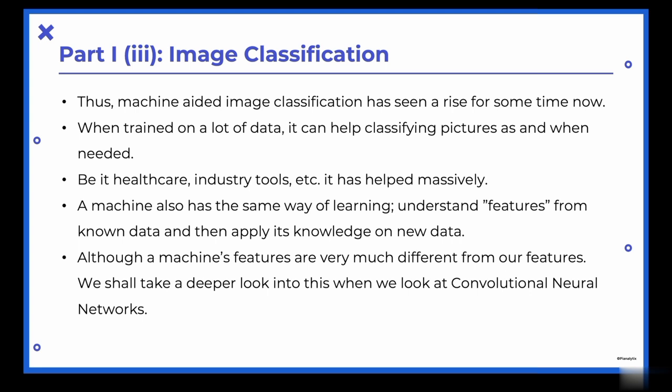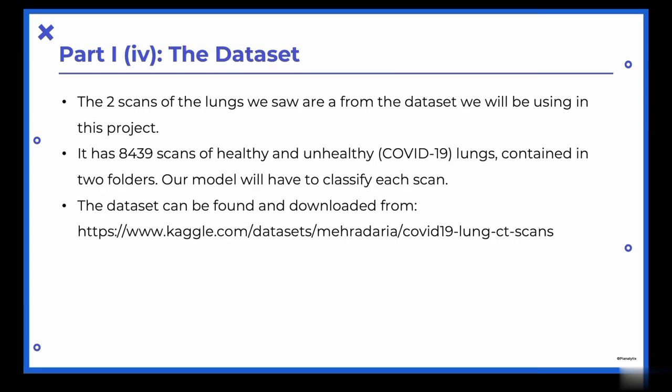A machine also has the same way of learning, understanding features from known data and then applying its knowledge on newer data, but the features that it learns are very much different from the features that we learn. We shall take a deeper look into this when we look at convolutional neural networks. So before that, let us look at the dataset.